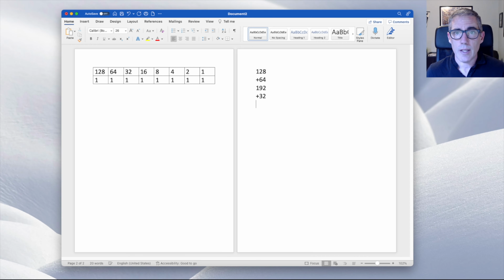So we add 32 to that, and we get 2 plus 2 is 4, and 9 plus 3 is 12, carry the 1, and we get 224. So now we add 16 to that, and that gets us to 240, and we add 8 to that, and that gets us to 248, and we add 4 to that, and that gets us to 252, and we add 2, and that's 254, and then we add that last one, and that's 255.